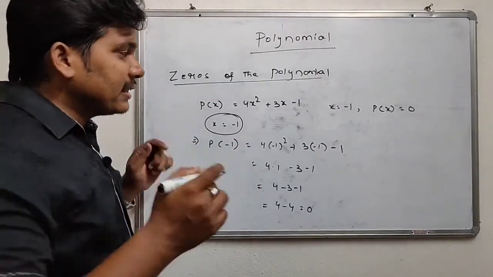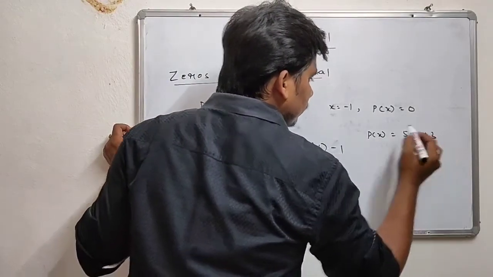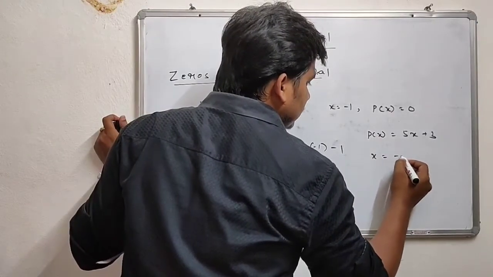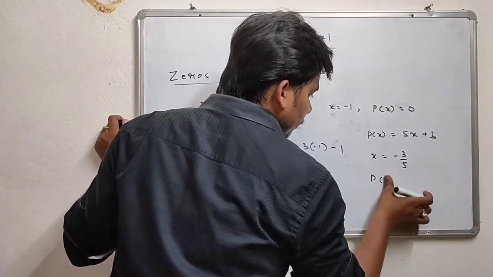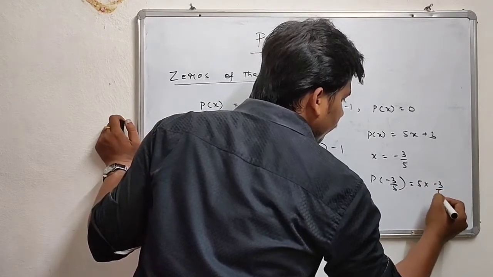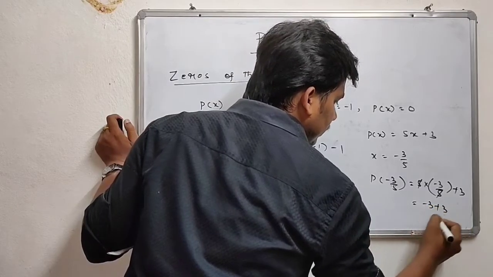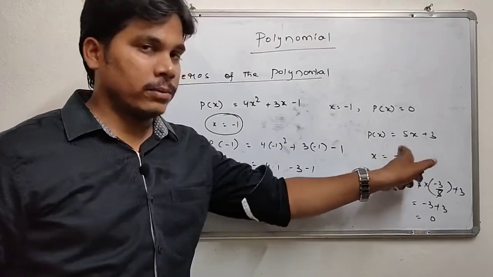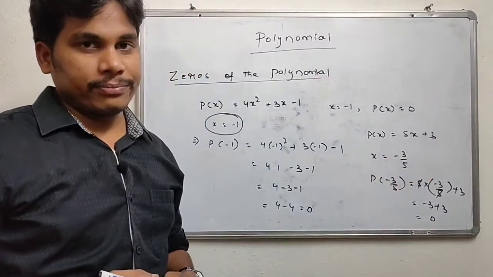In the same way, if I take another expression, p(x) equal to 5x plus 3, then whenever we put x equal to minus 3 by 5, what will happen? p of minus 3 by 5 equals 5 into minus 3 by 5 plus 3. The 5 will be cancelled out. This is minus 3 plus 3, which is 0. Means at x equal to minus 3 by 5, p(x) becomes 0. Then minus 3 by 5 is the zero of this polynomial.